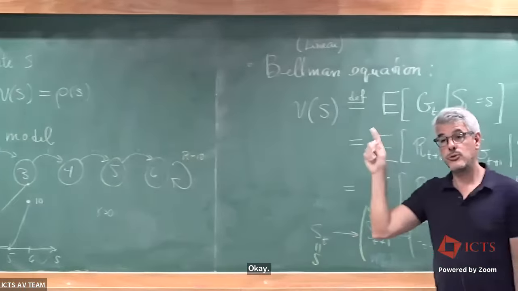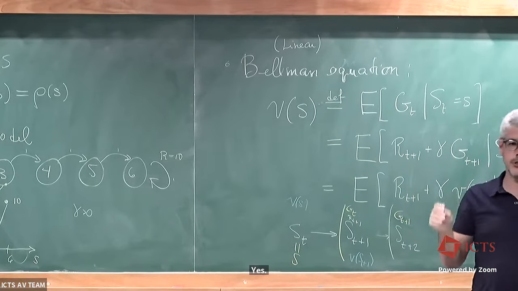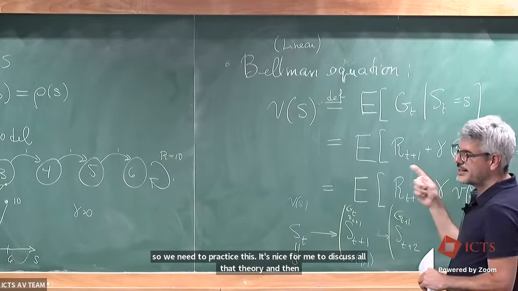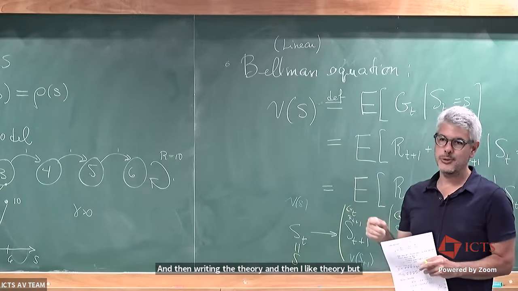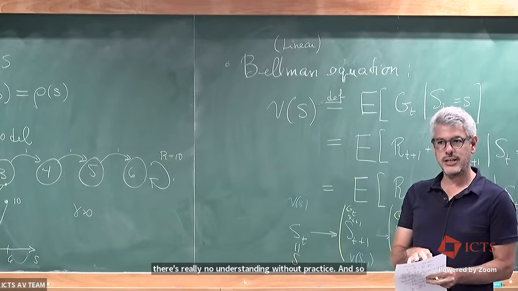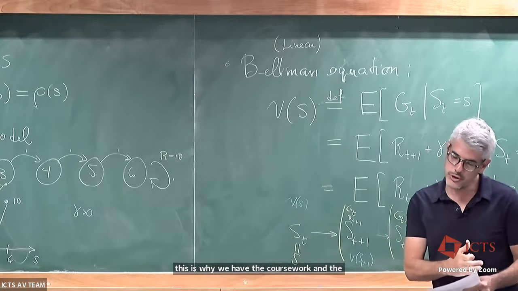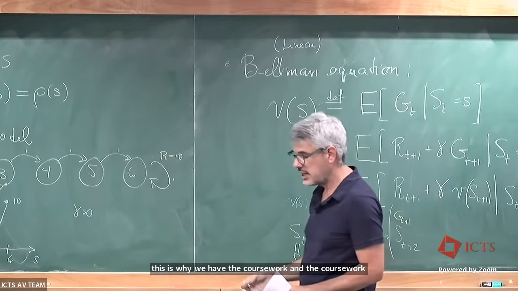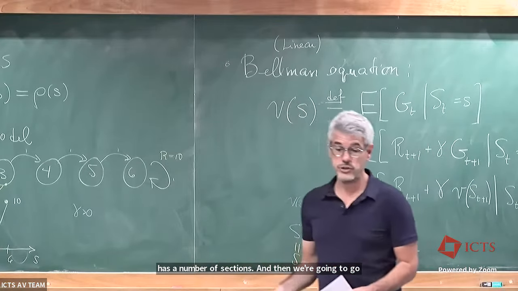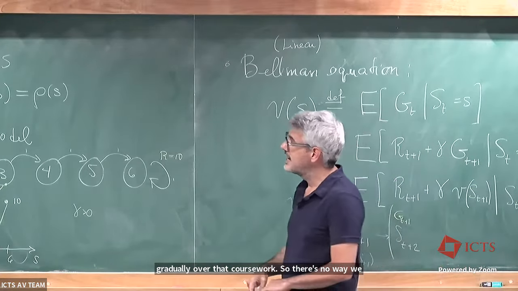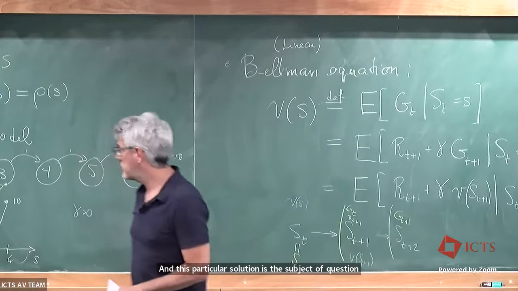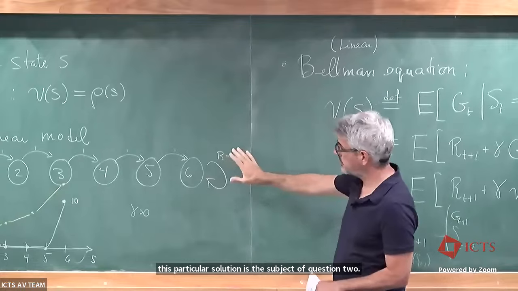So we need to practice this. It's nice for me to discuss all that theory and write the theory, and I like theory, but there's really no understanding without practice. This is why we have the coursework, which has a number of sections, and we're going to go gradually over it. There's no way we can finish the coursework today. We can only start on the first 2 questions, question 1 and question 2. This particular solution is the subject of question 2, which is about this linear model specifically.